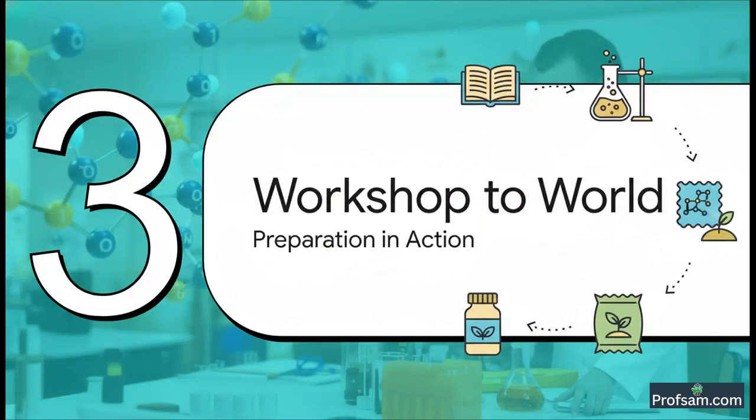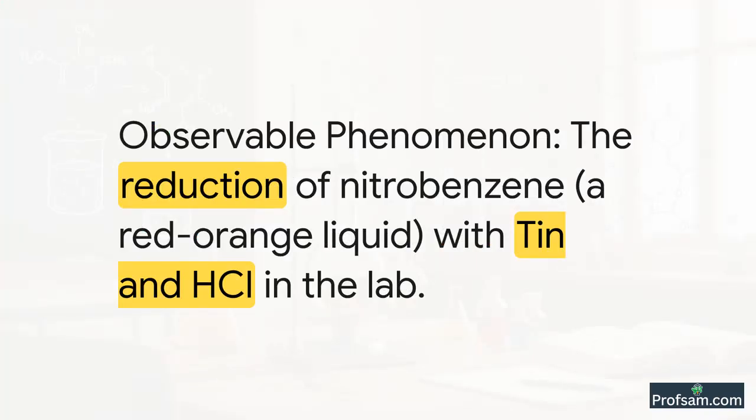All right, we have the core idea, and we have our sculptor analogy. Now for the really interesting part. Let's see how this sculpting of molecules is used, not just in our textbooks, but in the real world. Do you remember the question I asked you at the very beginning of this session about that red-orange liquid that becomes colorless? Well, that is a real reaction. It's the reduction of nitrobenzene. That color change you see with your own eyes is the visible proof that reduction is happening.